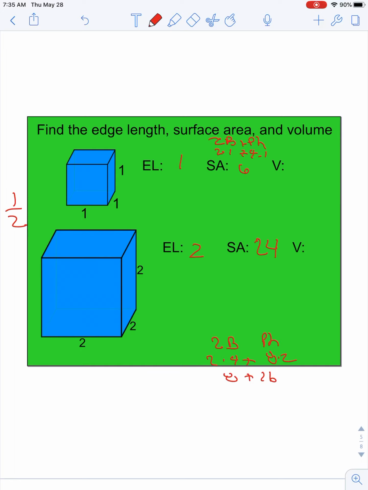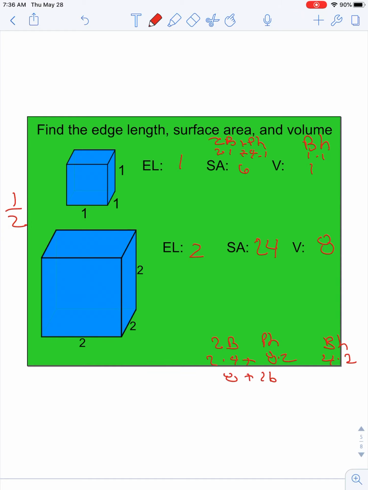And the volume. The volume is the area of the base times the height. So we have the area of the base, which is 1, times the height, which is 1. So we get 1 cubic unit. And for the volume of the larger one, we have the area of the base times the height. So we get 2 times 2, which is 4, times the height, which is 2, which is 8.